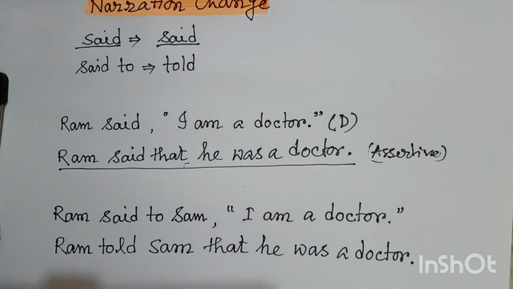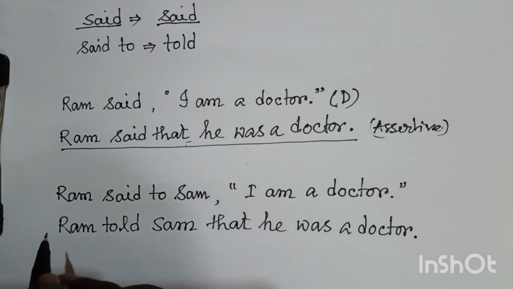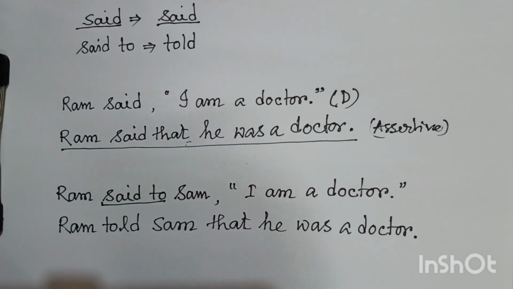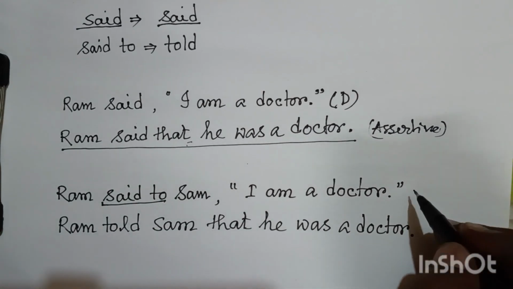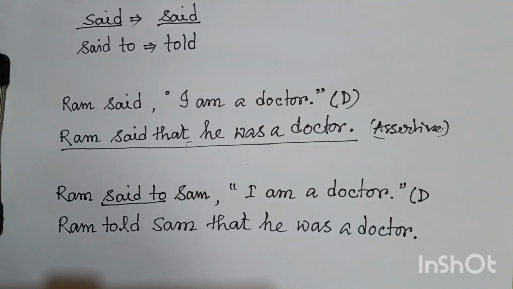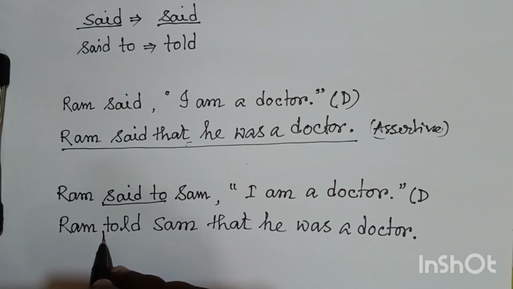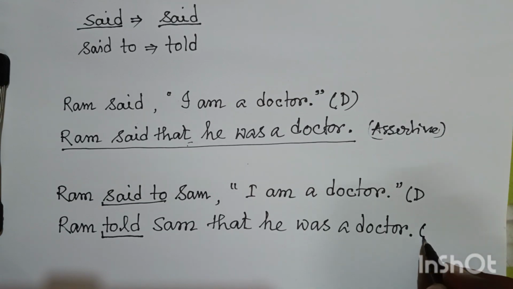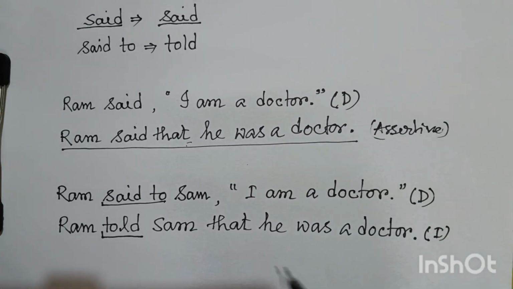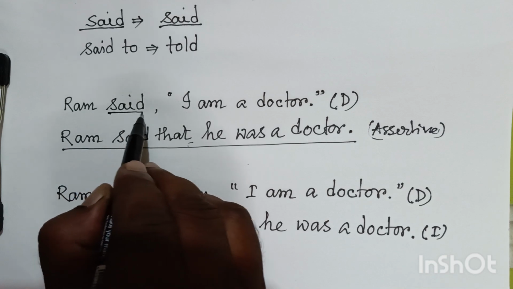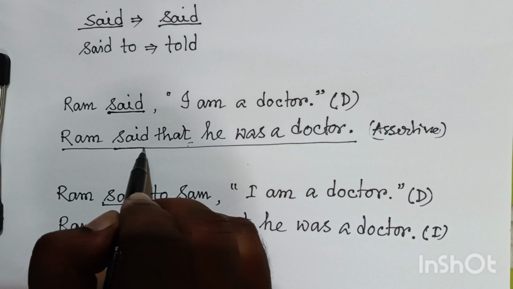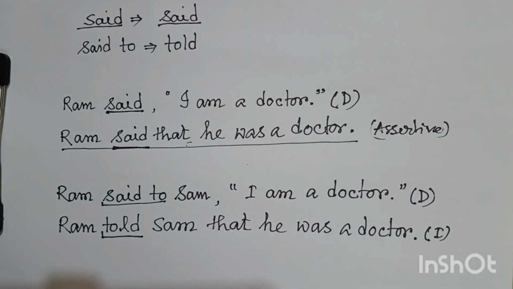Now you can see the second question. Here, Ram said to Sam, "I am a doctor." This is the direct speech. And in indirect, we write: Ram told Sam that he was a doctor. So "said to" became "told" in this sentence. This is indirect speech. But here the reporting verb "said" remains unchanged. We have written here the same word, said.